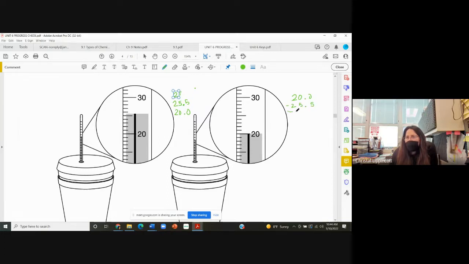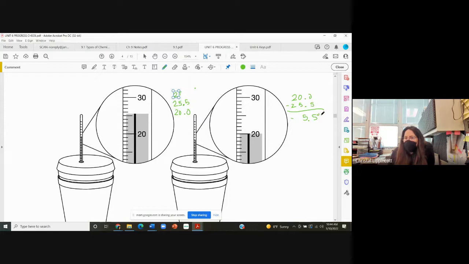Now, sig fig rules for addition and subtraction go to place value. They're not how many sig figs, it's place value. So this is going to be a negative 5.5. The least place value for both of these is the tenths place. So your answer should be to the tenths place.